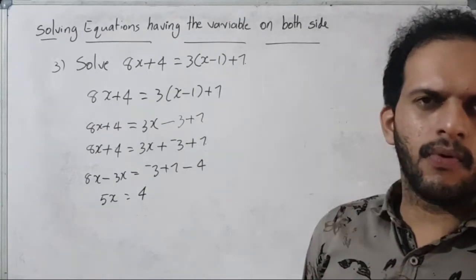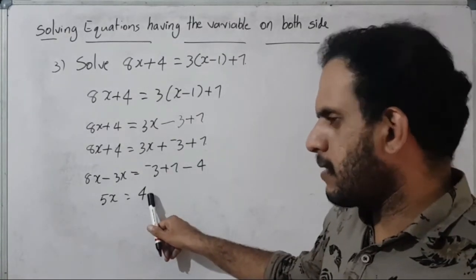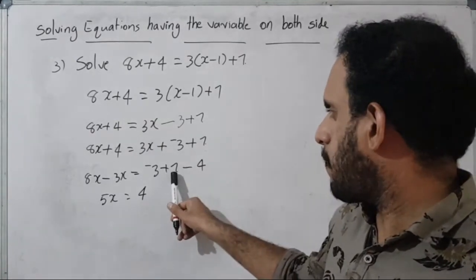Then what is the sign of 4? The sign of 4 is plus or minus? The sign of 4 is the sign of the biggest. Then what is the sign of the biggest here?